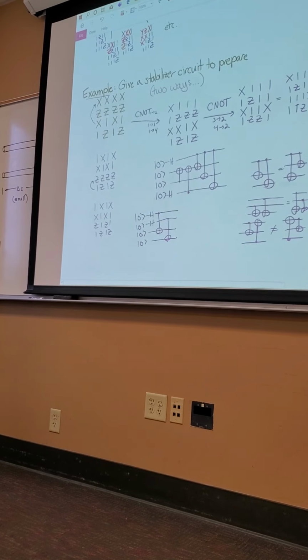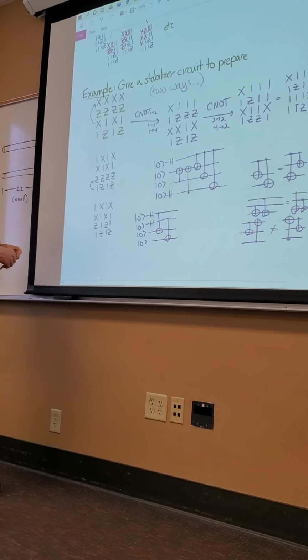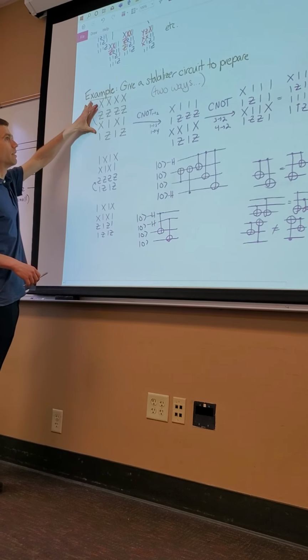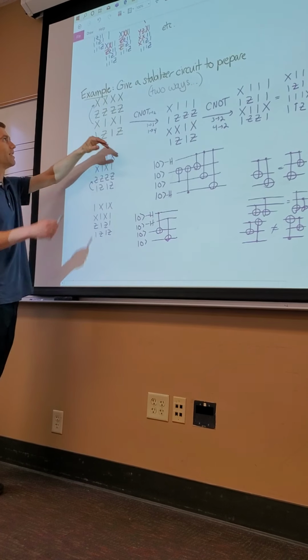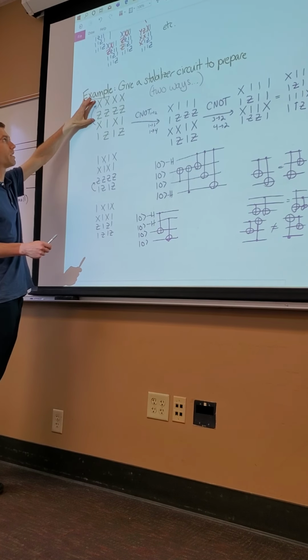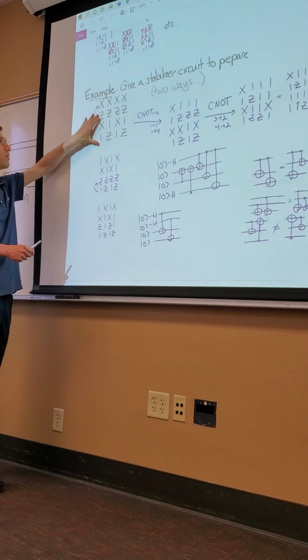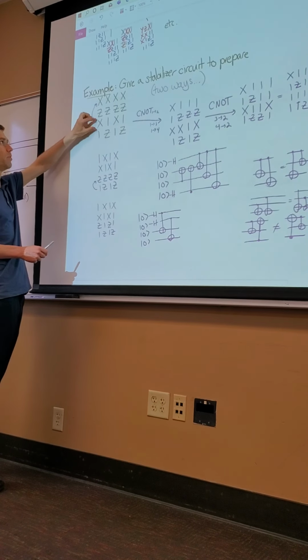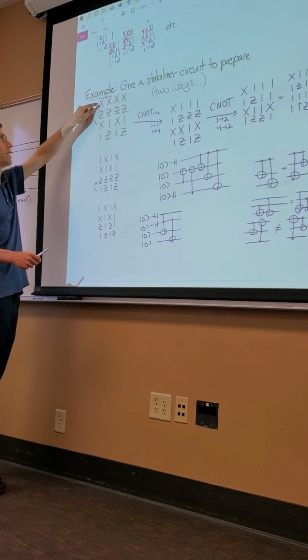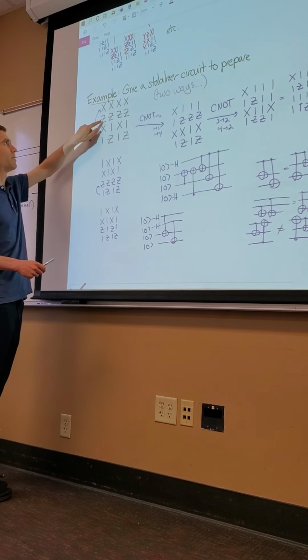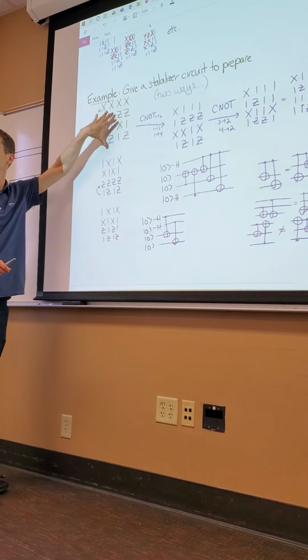This example, I did this last time. This is exactly the example from last time. Give a stabilizer circuit to prepare this particular stabilizer state. And one way of doing it was to observe that when you multiply this guy times that guy, you get IX, IX, and this times this is ZI, ZI, ZI, and so it's actually just two Bell pairs.